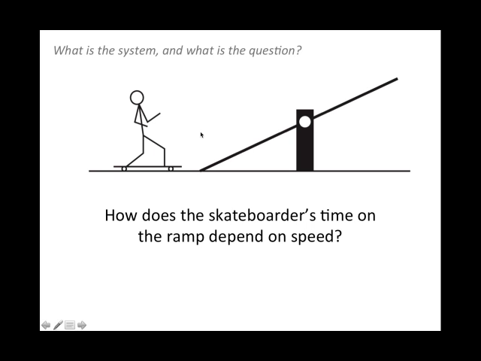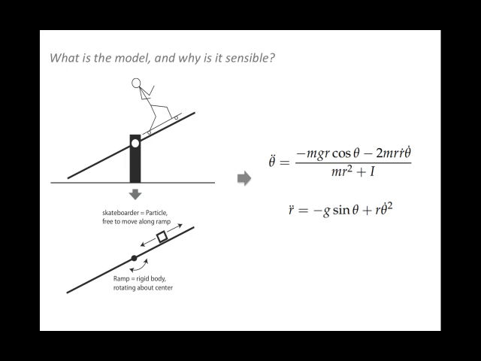So given that physical system, the question that we're looking at in this particular case is how the time on the ramp depends on how fast the skateboarder is going as they approach the ramp. To answer that question, we've built a simple model, and this piece of paper is now showing what that model is.